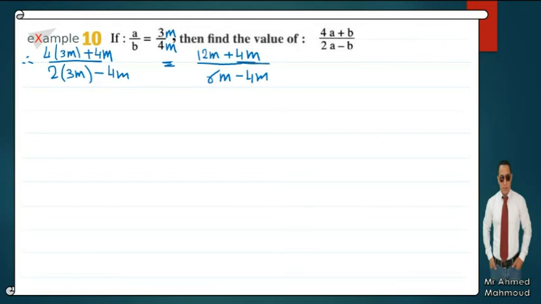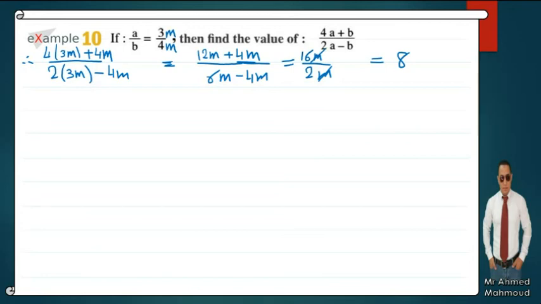Okay, now by looking carefully at this expression, 12m and 4m are two like terms, but here we have two different terms. Different terms you can't add, but like terms we can add like this: 12 plus 4 equals 16m, 6 minus 4 equals 2m. Now I can cross out m with m, and 16 over 2 equals 8. Then this expression in the simplest form equals 8.